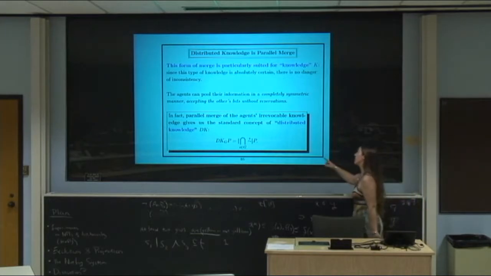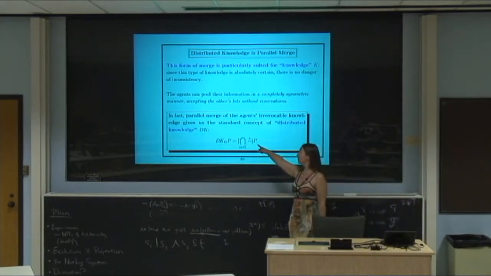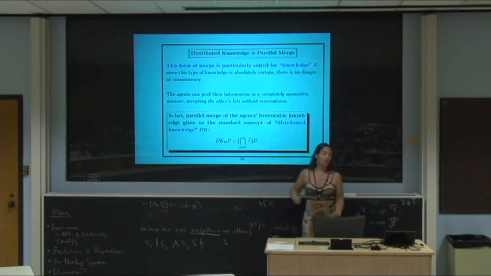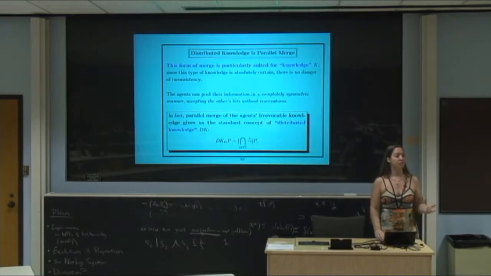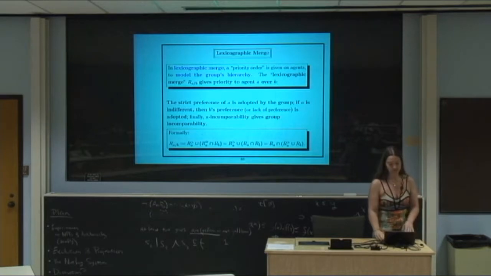And what does that realize when we take the intersection of the equivalence relations for each of the agents, for the knowledge relation? Then what we realize is a notion of distributed knowledge. That's just the standard notion of distributed knowledge that we've seen. So that's one way of realizing distributed knowledge.